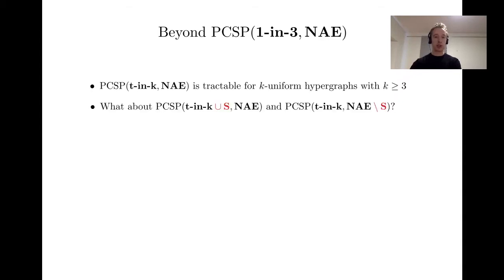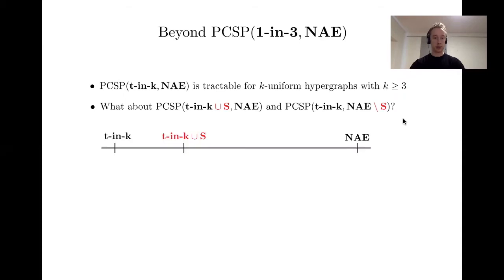Another generalization is to add tuples to the first template or remove them from the second template to narrow the gap between the two templates and thus potentially make the problem harder. In the first case, we add a set of tuples S to T in K, and in the second case, we remove a set of tuples S from NAE. The following illustration tells us why we should expect there to be more hardness.